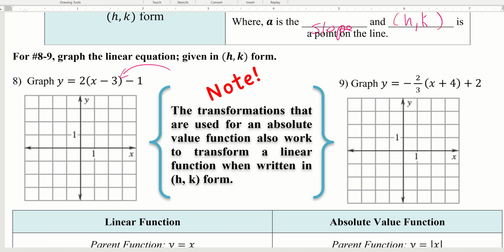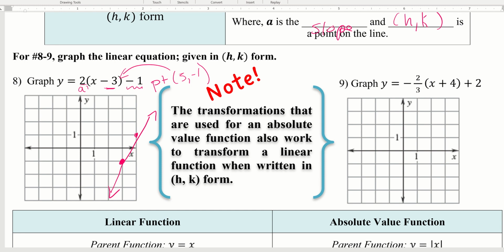Okay, so if you look, our point would be opposite h, so that's my h, so opposite h, so 3, keep the k, so -1. So that's just a point on our graph. And then from here, we take this value, which is our a, and that's our slope. So from this point, we rise 2, run 1, right? Because we can make this a fraction, 2/1, and connect the dots. That's our line like that.